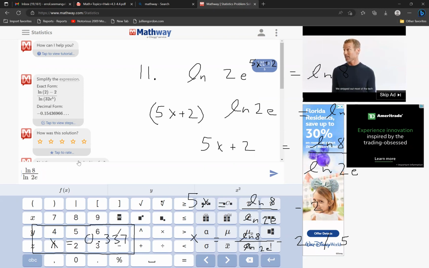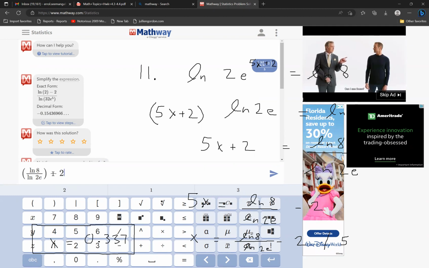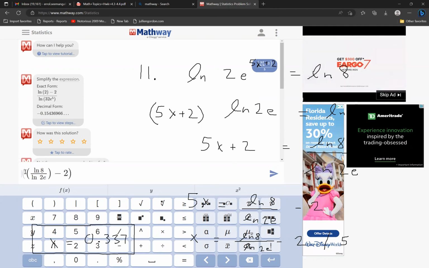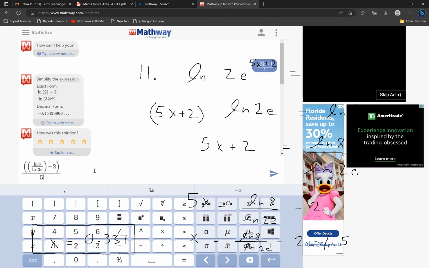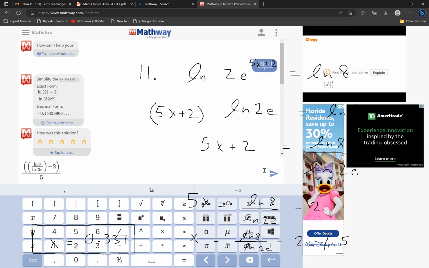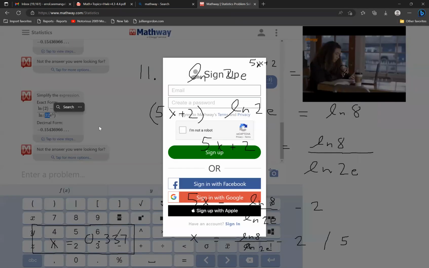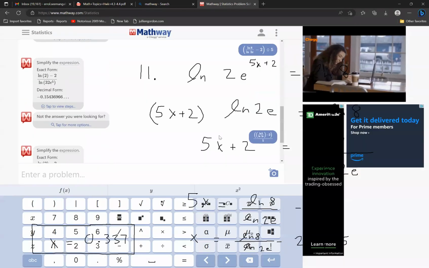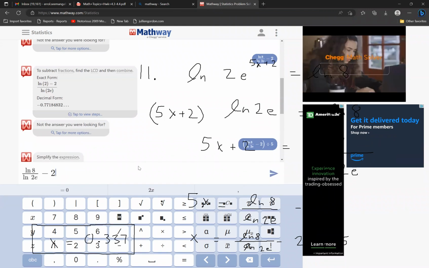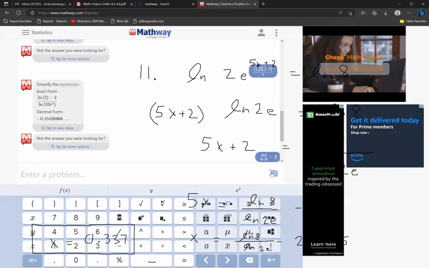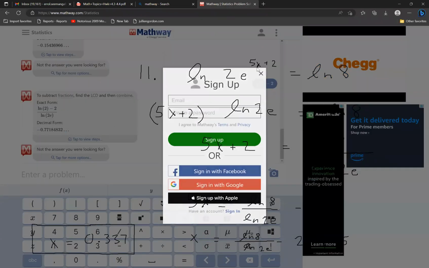All right, so ln 8 divided by ln 2e, all in brackets. Subtract 2, put that in brackets. Then divide that by 5. Let's see what that is. I don't know why it says ln 32 here. That's not right. So I'm entering it the wrong way. Let's just take that for the time being, ln 2e, which is 0.77, then divide this number by 5. What do you get?